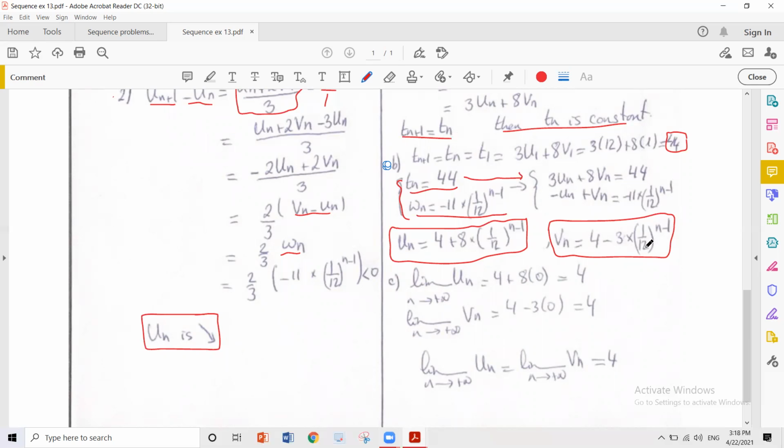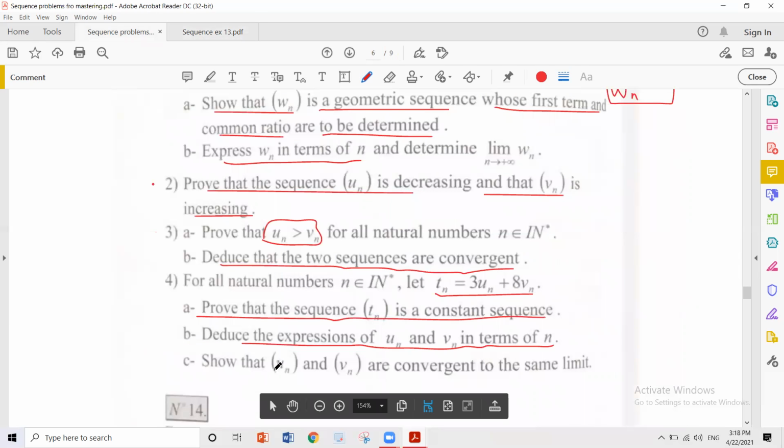Okay, Steve. Did you finish writing? Yes. Now show that un and Vn are convergent to the same limit.